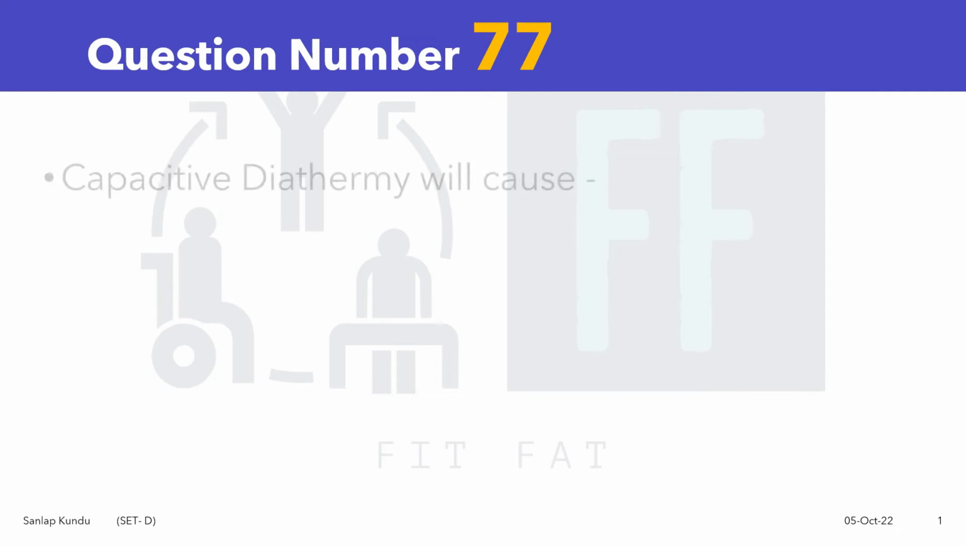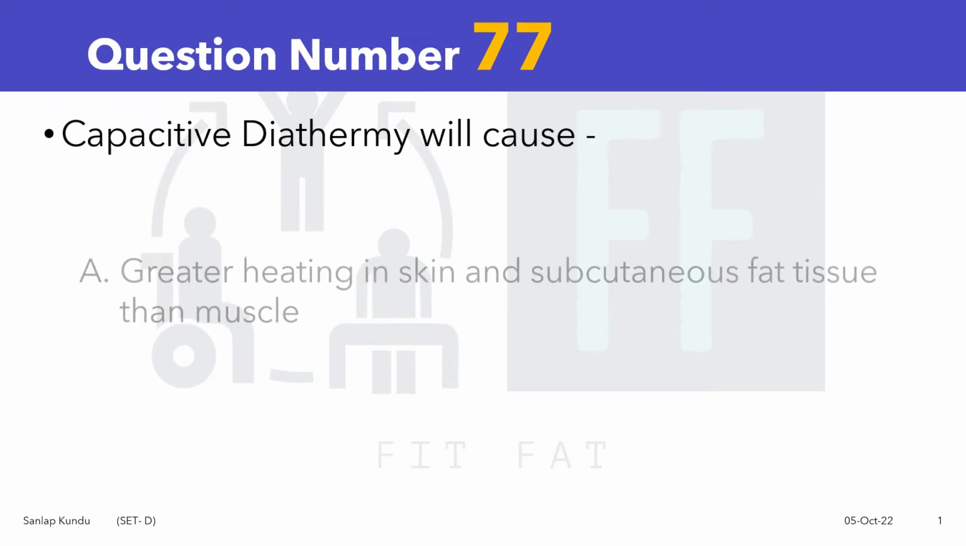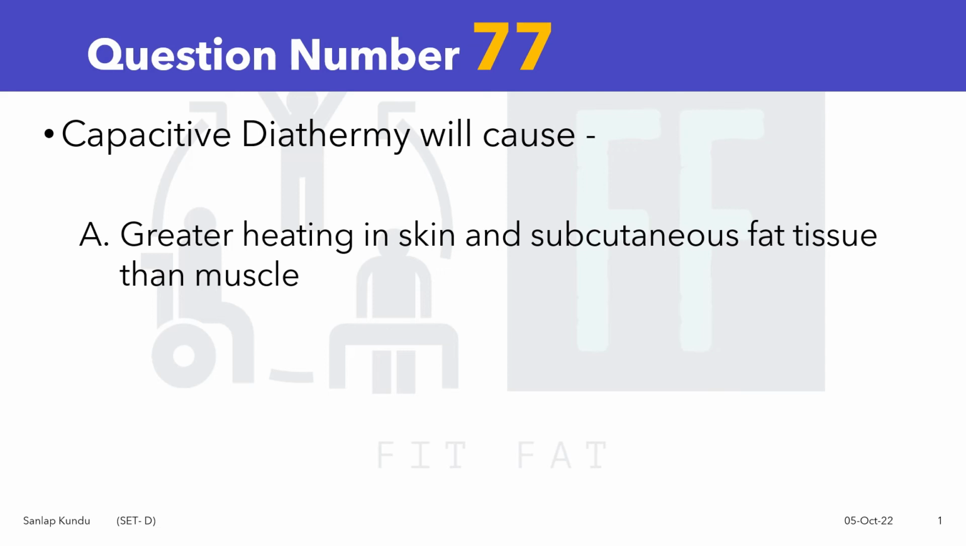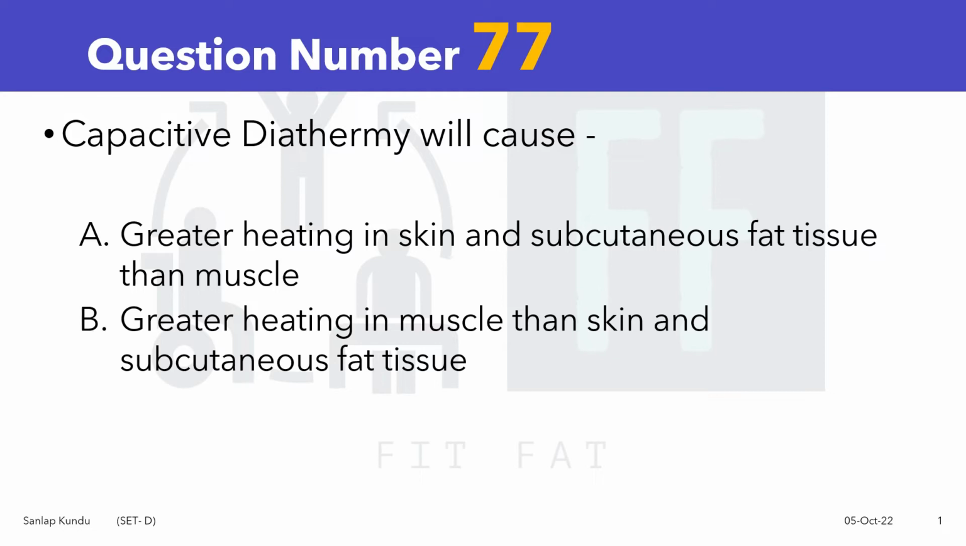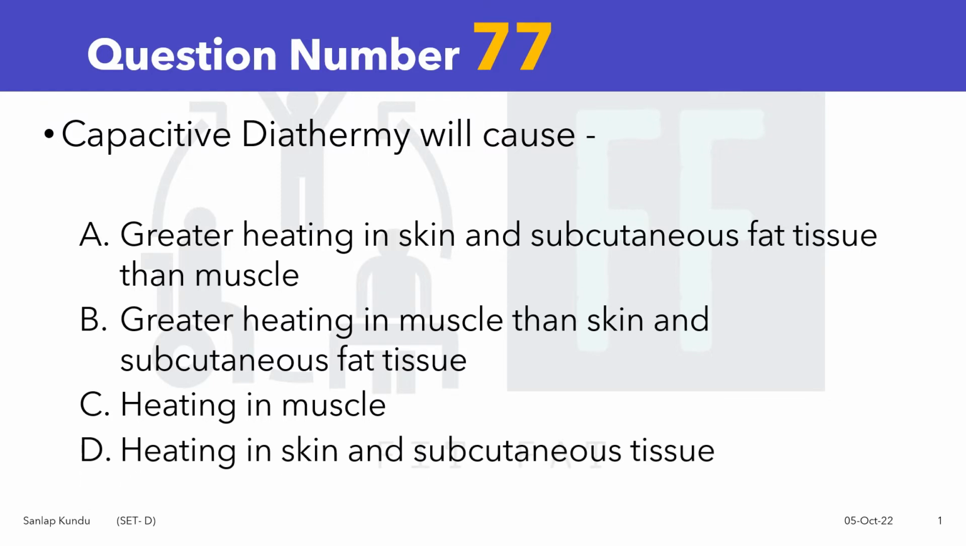Question number 77. Capacitive diathermy will cause: option A, greater heating in skin and subcutaneous tissue than muscle. Option B, greater heating in muscle than skin and subcutaneous fat tissue. Option C, heating in muscle. And option D, heating in skin and subcutaneous tissue.